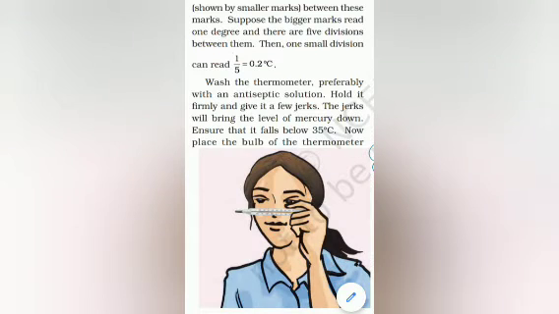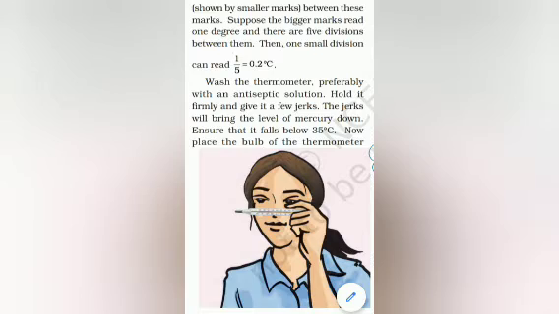The temperature is shown by the smaller marks which are given between the bigger marks. The bigger marks read 1 degree. Inside them there are smaller marks too. There are 5 divisions between them, like our scale having one big line and then small lines. It can be read as 1 by 5, that is 0.2 degrees Celsius. One small division is 0.2 degrees Celsius.